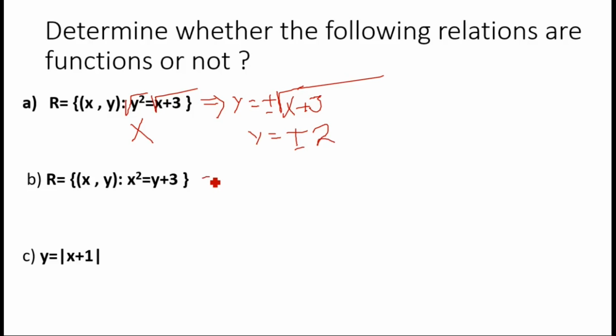What about this one? This can be rewritten as y is equal to x squared minus 3. For any value of x here, y has a single value. It will not be repeated. So this is a function. What about this one? y is equal to the absolute value of x plus 1. Whatever x values you substitute here, you have only one value of y. So this is also a function.